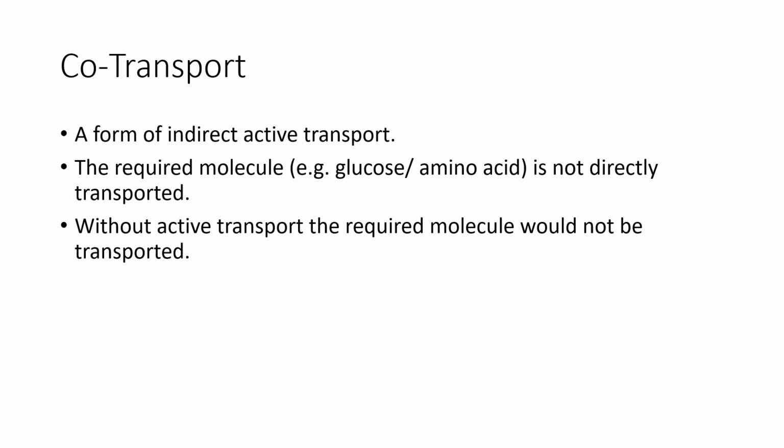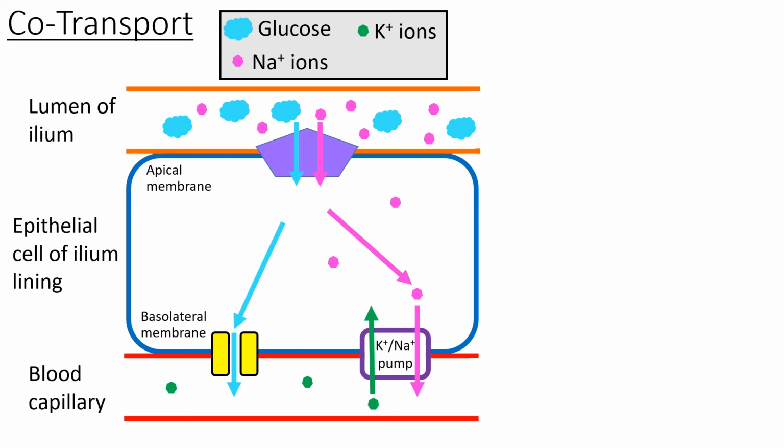Now, co-transport is a very specialized type of diffusion, and it is dependent on active transport. In the diagram, at the top we have the lumen of the ileum, so the small intestine, and that's the inside of the small intestine. We then have the epithelial cells that make the lining of the ileum. So they're the actual outer layer that make up the ileum wall. And then surrounding that we have, of course, the blood capillaries. And we have the movement of substances, and the substances we're looking at are glucose, sodium ions, and potassium ions.